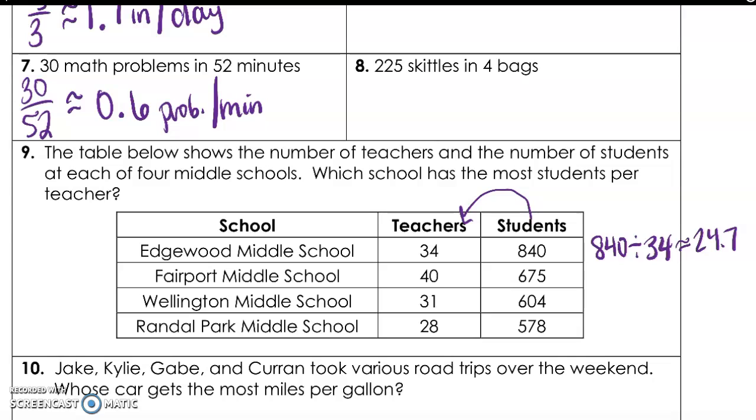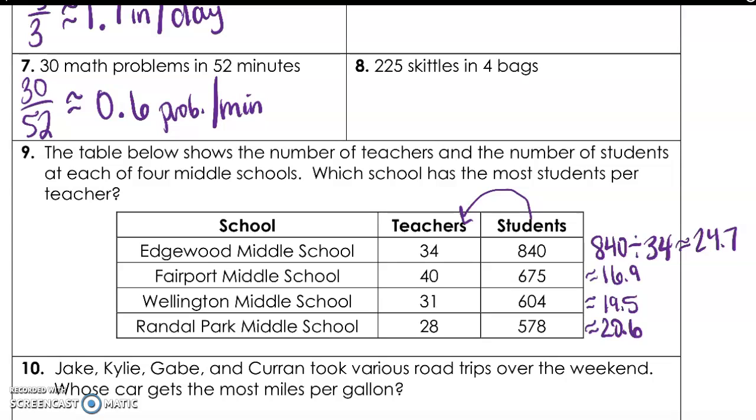And then you just keep doing that. So your second one, you're going to take 675 divided by 40. That gives you approximately 16.9. 604 divided by 31 gives us approximately 19.5. And the last one, 578 divided by 28 gives us approximately 20.6.